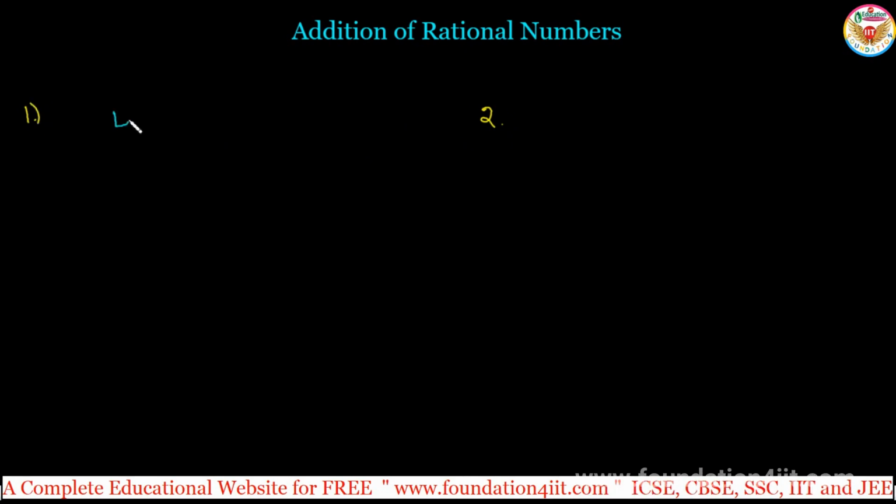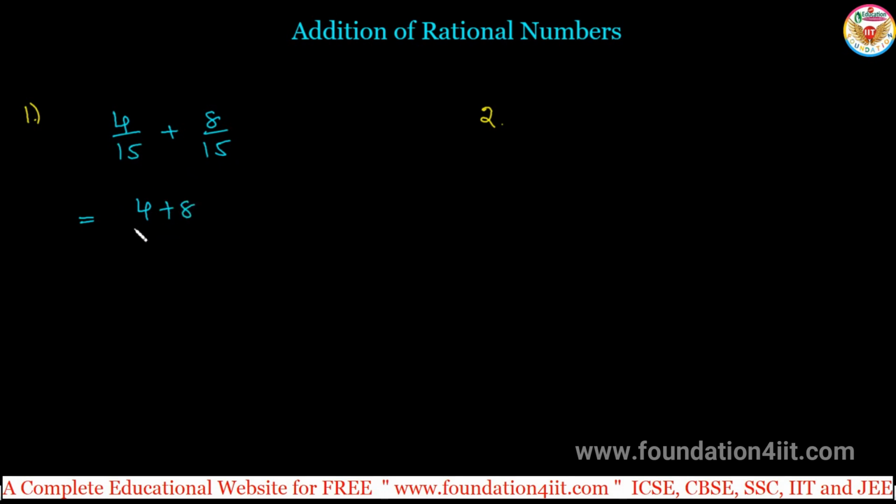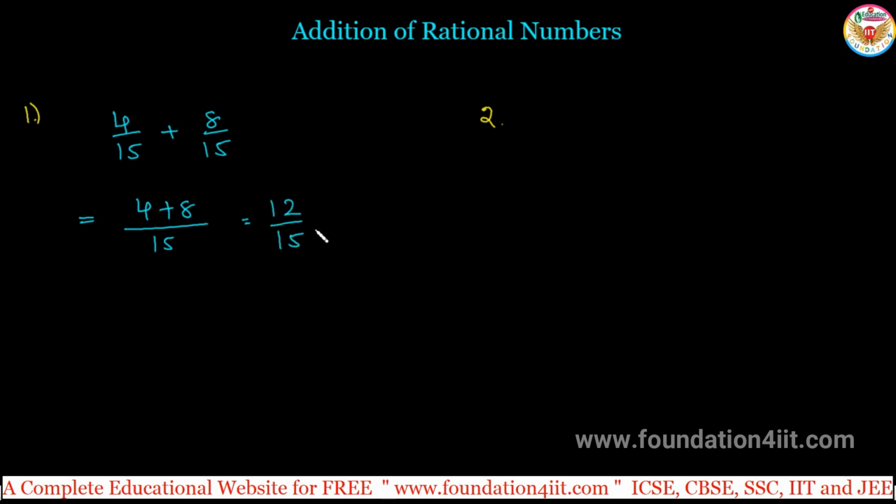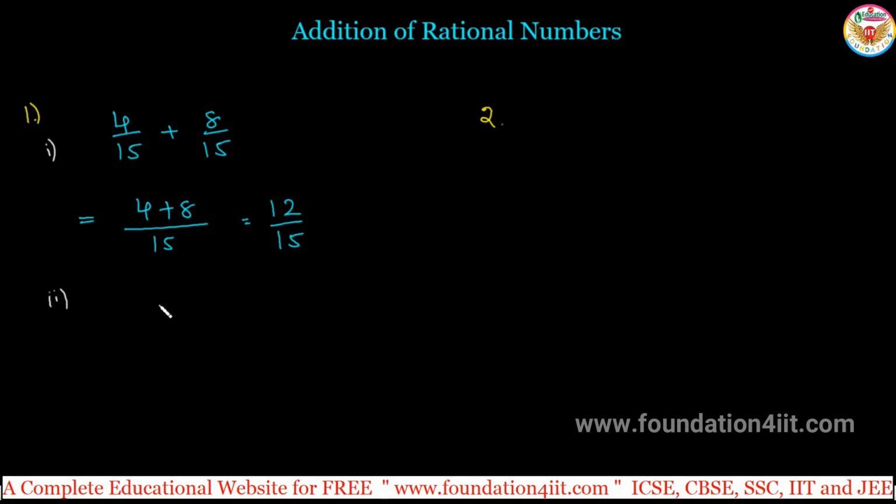Denominators are same means, for example, 4 divided by 15 plus 8 divided by 15. Whenever denominators are same, 4 by 15 is a rational number, 8 by 15 is a rational number. If denominators are same, we'll add only the numerators directly. That is 4 plus 8 and the same denominator, 15. This is the method. 4 plus 8 is 12 by 15. Okay, not to confuse: keeping the denominator same, just add the numerators. Okay, remember.